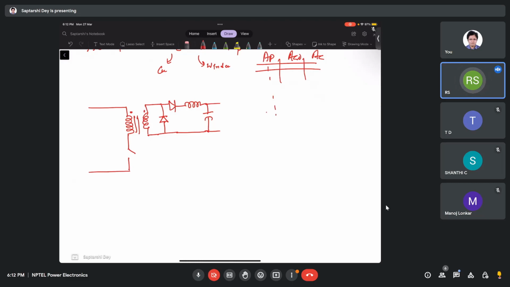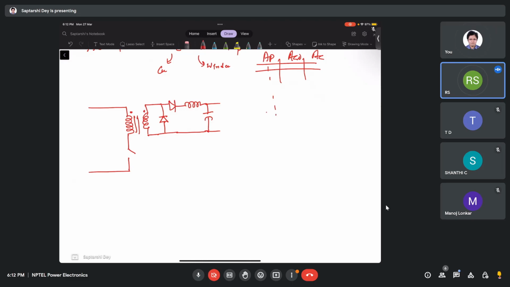Which means at that time in the secondary we will have very high voltage. No, in the secondary we do not have very high voltage. See, the thing is that if you consider an ideal transformer, then an ideal transformer has infinite magnetizing inductance. In other words, it draws zero magnetizing current from the source, which means the core flux is zero, right?